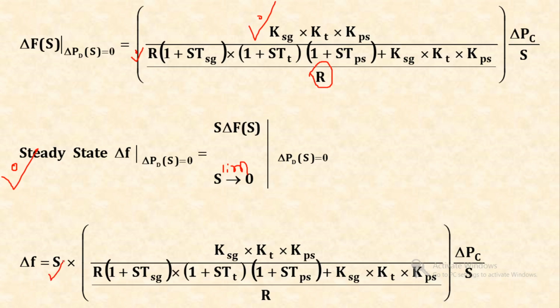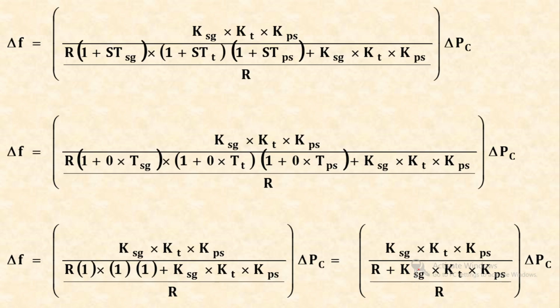So this is the S and this is the delta F of S. Again we can say that this S will be cancelled out with this S, so delta F will look like this. Again we have to put S equal to 0. Over here only 3 terms, in that we have to put S equal to 0.